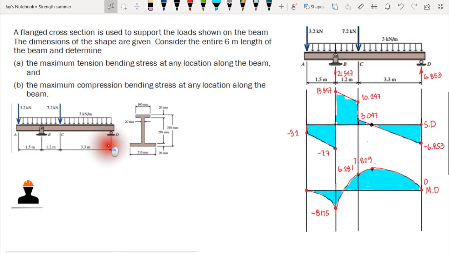And for those who haven't watched the video discussion on the computation of the shear and moment diagram of this beam, I have posted the link of that video discussion in the description below. And this one is the shear and moment diagram of this beam, and this moment here will be used to compute the maximum tension bending and the maximum compression bending stress.